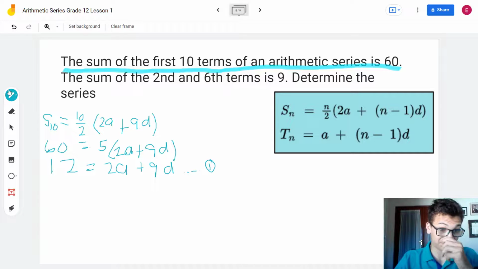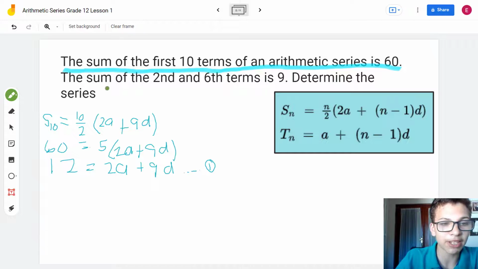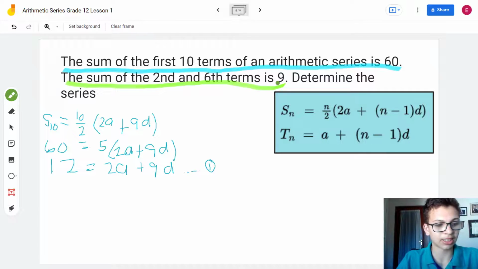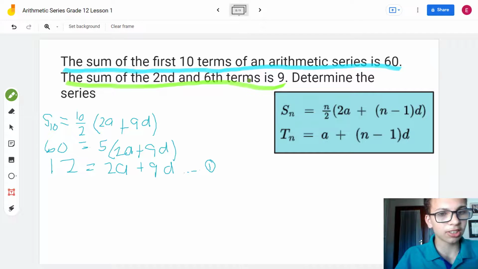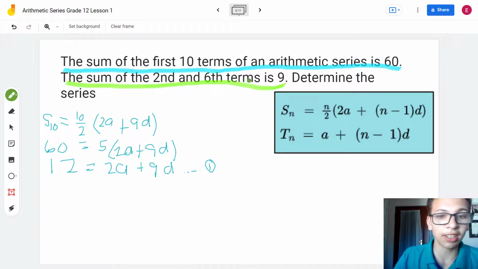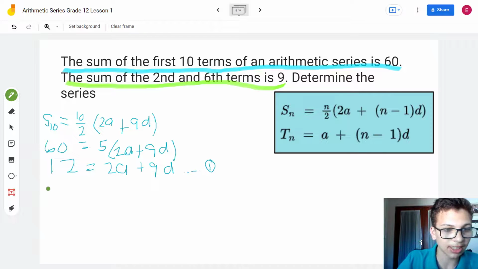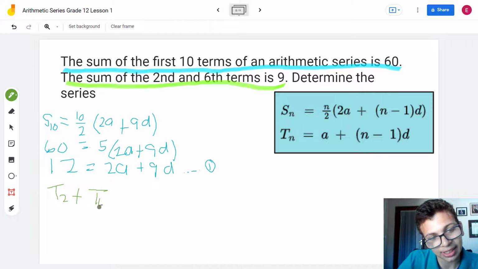Okay, so the next piece of information we have is the sum of the second and sixth term is 9. Okay, so if the sum of the second and sixth terms is 9, what do we mean by that? So firstly, what is the second term, right? The second term, so we have that t2 is the second term, plus t6 equals 9.